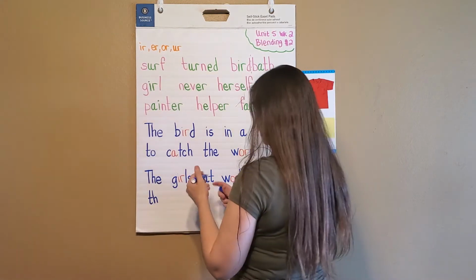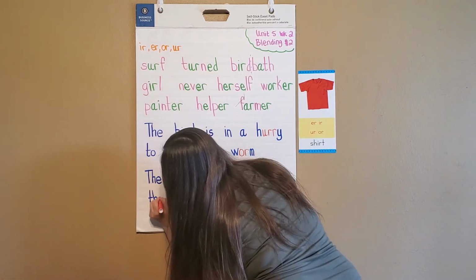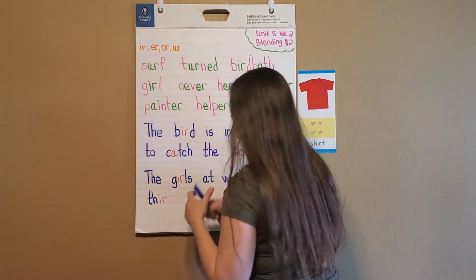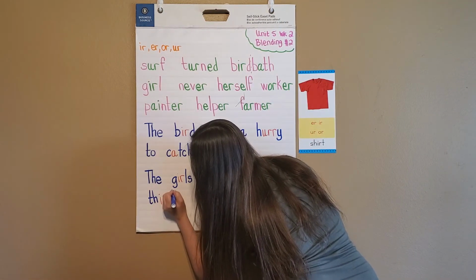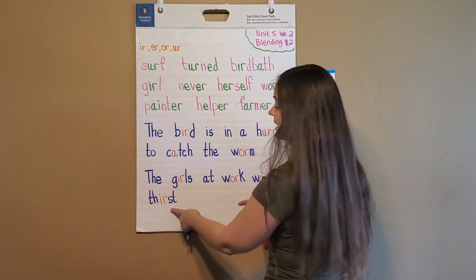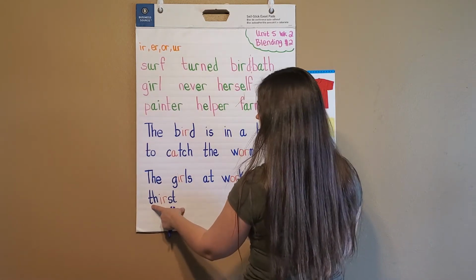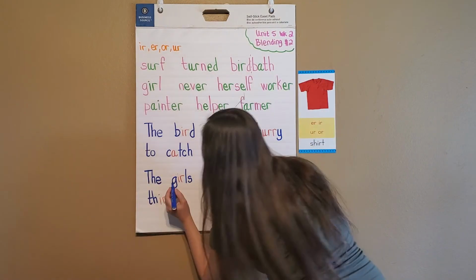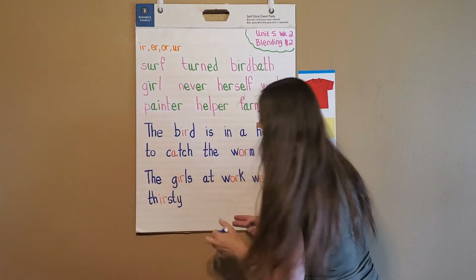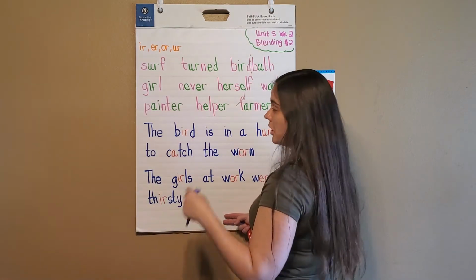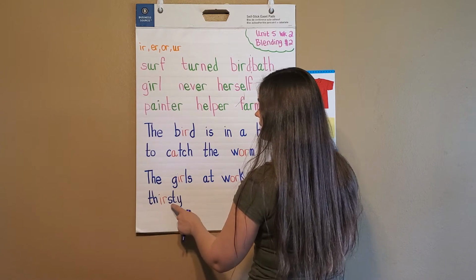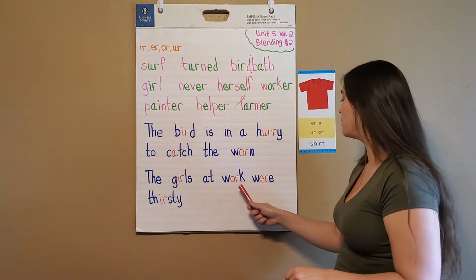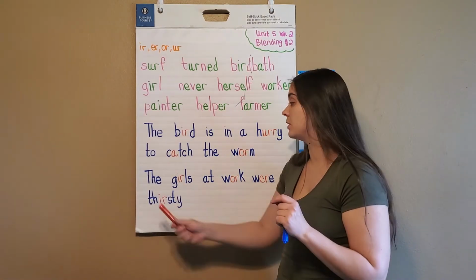TH says th. IR says ur. ST says st. Thirst. So that doesn't quite make sense. So I'm going to add a Y there, which is going to sound like a long E. E, thirsty. Let's go ahead and read our sentence. The girls at work were thirsty. Your turn.